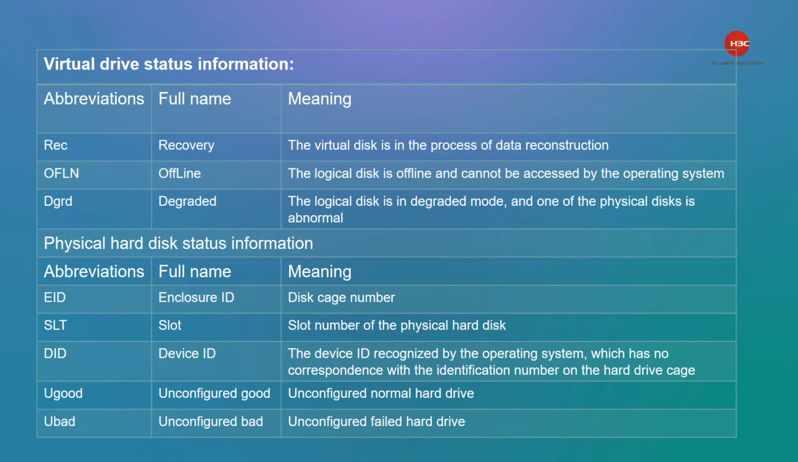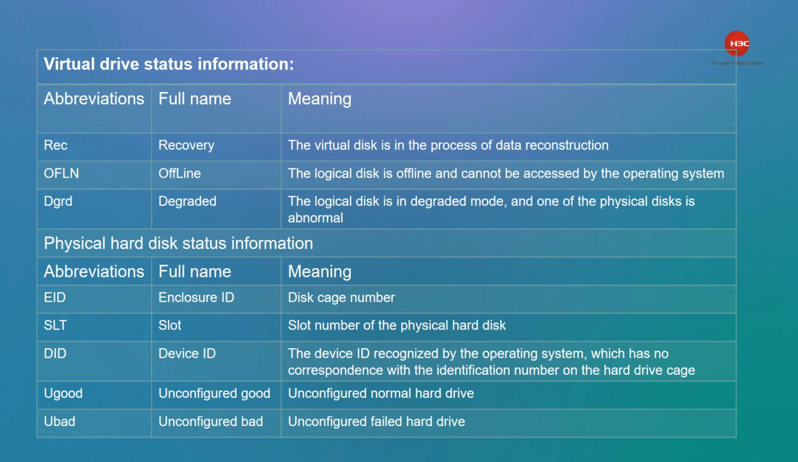Okay, this is the table. The table is about the virtual drive status information and the physical hard disk status information. This is a brief abbreviation introduction. REC means recovery, which means that the logical disk is in the process of data reconstruction. OFLN is offline, which means that the logic disk is offline and cannot be accessed by the operating system. DGRD is degraded, which means that the logic disk is in degraded mode, and some of the physical hard disks are abnormal.